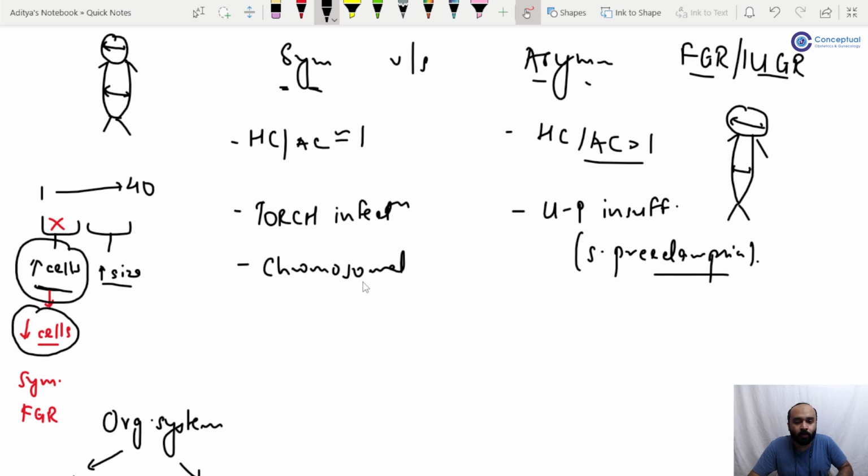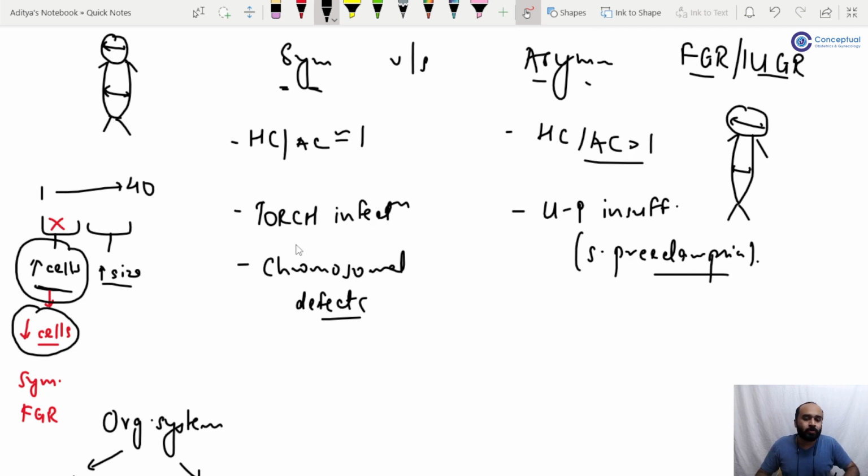Edward syndrome, Patau syndrome, something like that. So chromosomal defects. So basically something that is there since the beginning of the fetal life is going to cause symmetrical fetal growth restriction, because right from the time when the cells were being produced, the total number of cells are now getting reduced, which is why there is going to be a uniform decrease in the growth, which leads to symmetrical growth restriction, whereas asymmetrical is what happens in uteroplacental insufficiency.